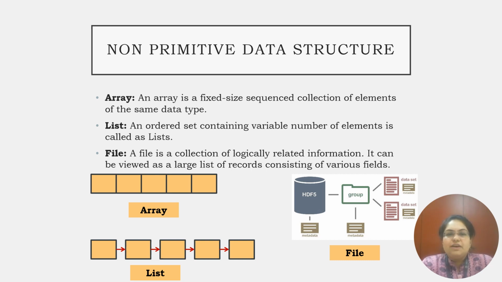We can see the figure where we have array, list and file. The array contains 5 elements in our figure. The list also contains 5 elements, but each one refers to the next element. We can also see the file structure in the figure, where we have various lists of reports in the form of a file.